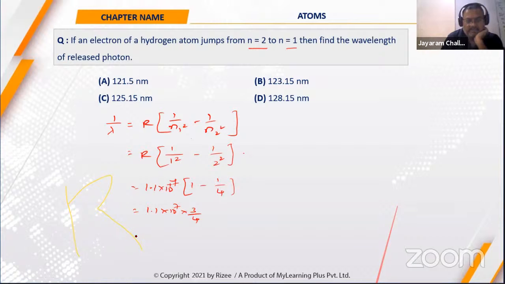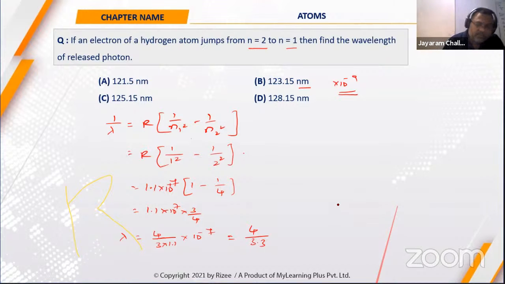So now lambda is equal to 4 by 3 into 1.1 into 10 to the power of minus 7. So we need to solve for this one to get it into nanometers. Nanometers in the sense 10 to the power of minus 9. So that is 4 by 3.3. When you solve, you will be getting the same sort of information.